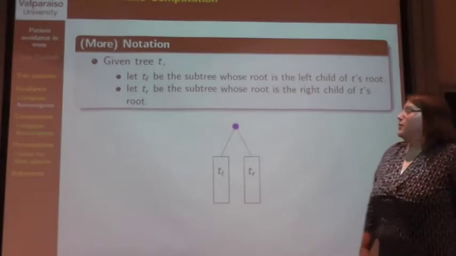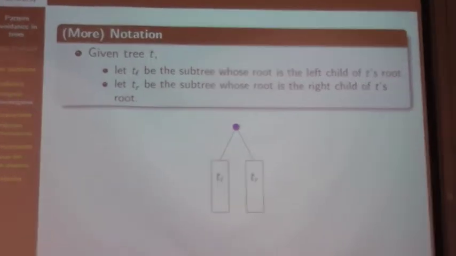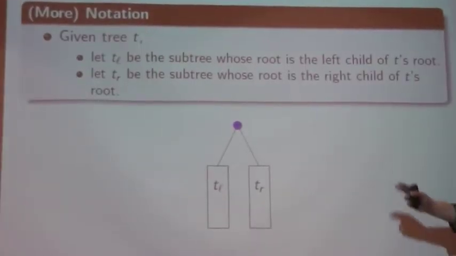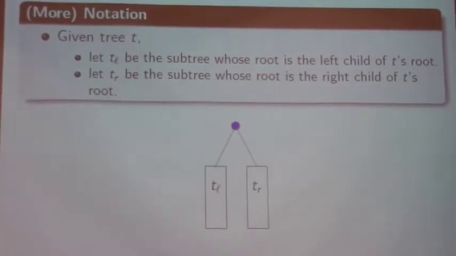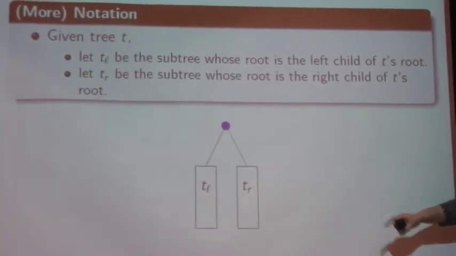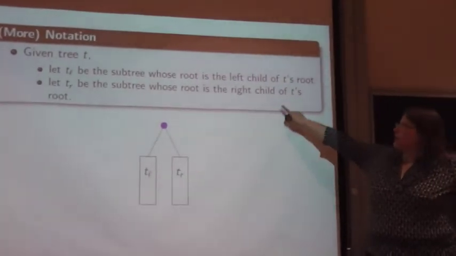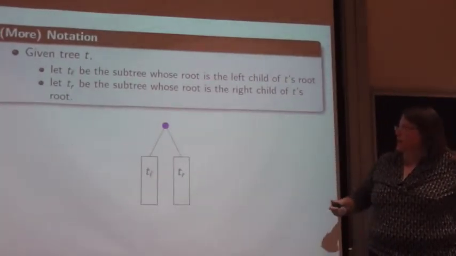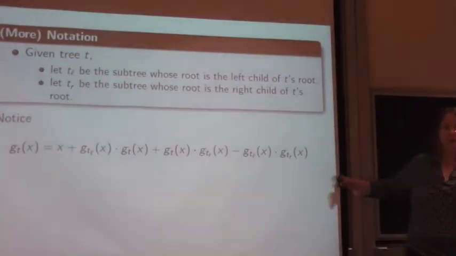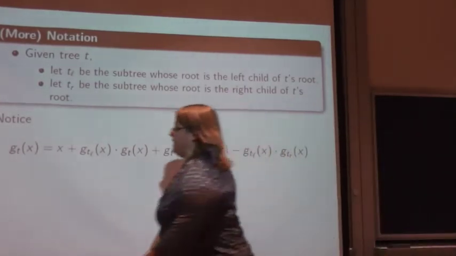And here's a little bit more notation to help us out. When we have a tree T, I want to be able to talk about the subtree to the left of the root versus the subtree to the right of the root. So that's what TL and TR are. This picture is about to go away, but this is still here to help you. So with that notation, we have this generating function equation right here.